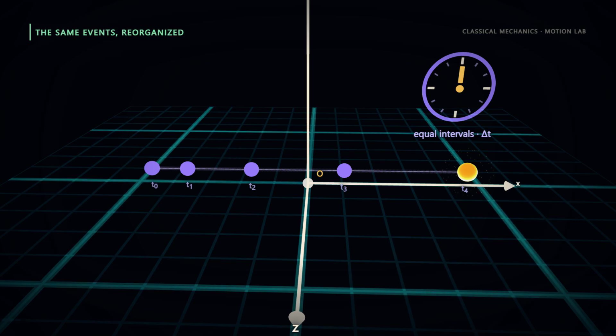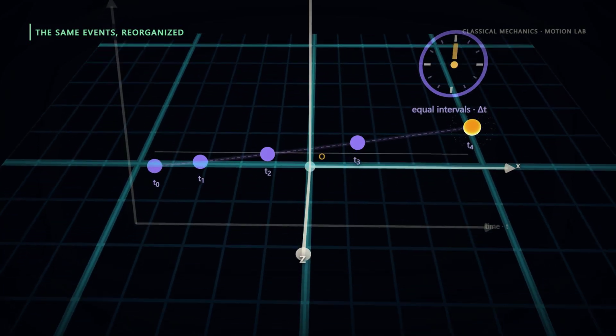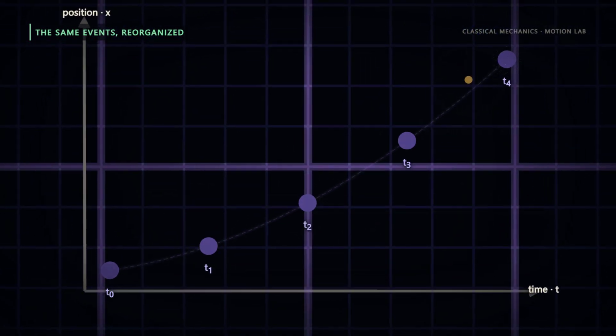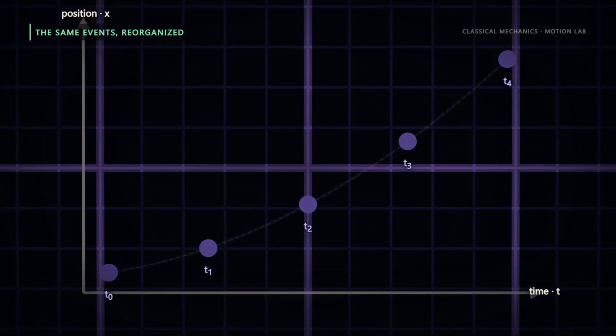Let us reorganize those same observations, not invent new ones. Rotate our view. The horizontal direction will represent time. The vertical direction will represent position along the track. Now move each recorded observation to its matching pair, its time and its position. After the points have arrived, join them.